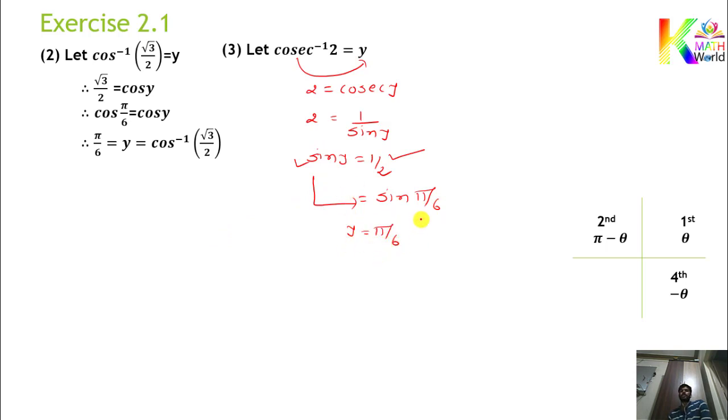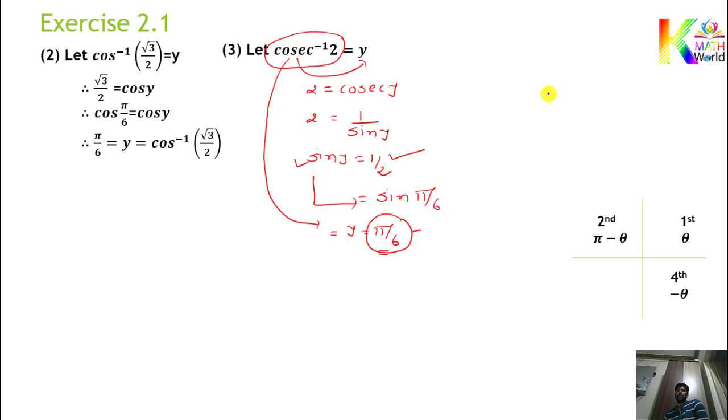And what is your y? This is your y. Cosec inverse 2 equals y, which equals pi by 6. So the answer of this one is pi by 6.